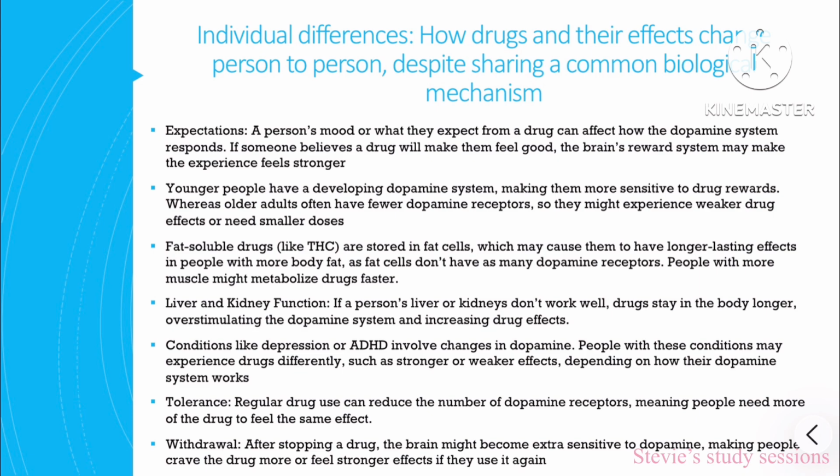Conditions like ADHD or depression involve changes in dopamine. People with these conditions may experience drugs differently, such as stronger or weaker effects, depending on their dopamine system and how it works. Regular drug use can reduce the number of dopamine receptors, meaning people need more of the drug to have the same effect. Withdrawal: after stopping the drug, the brain may become sensitive to dopamine, making people crave the drug more or feel the stronger effect if they use it again.